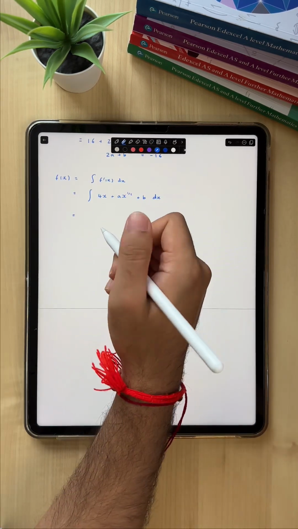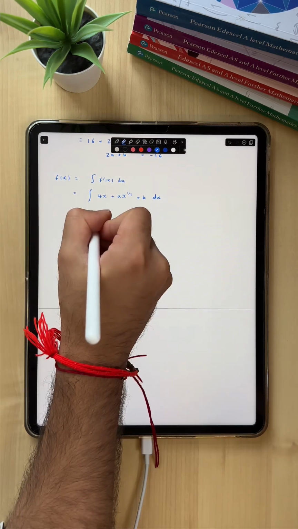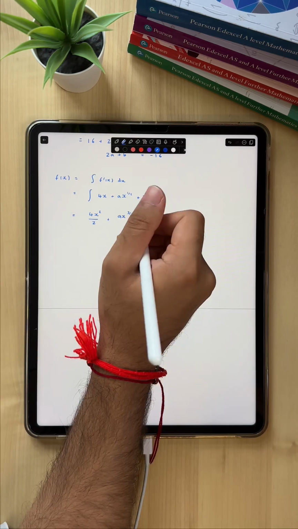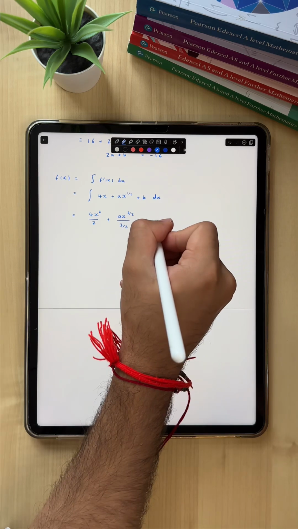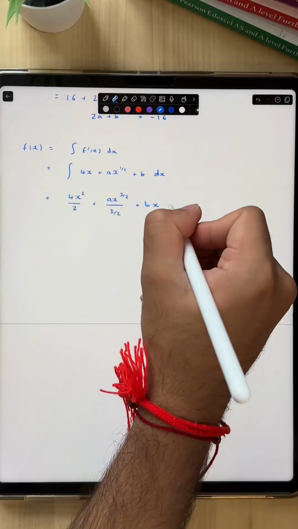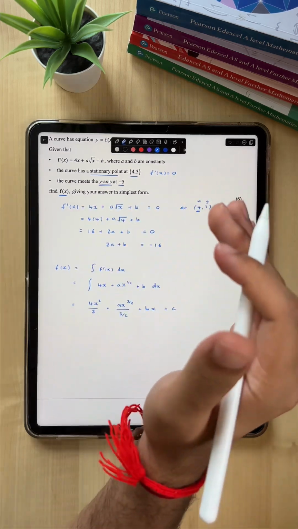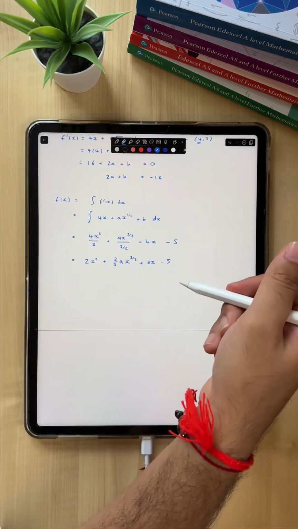Okay, simple integral. With integrals, of course, we increase the power of x by 1 and then divide by the new power. So 4x increases the power to 2, divide by 2, plus a x, so increase the power by 1, so 3 over 2 divided by 3 over 2, plus b, with constants we just add an x. And of course we have to add a c constant here, but the question actually gives us the y-intercept of -5, so instead here we can just write -5, and with a bit of cleaning up, that is essentially our f of x.